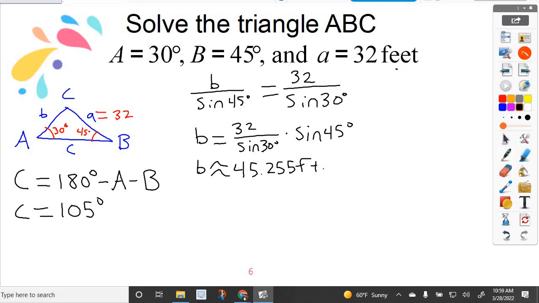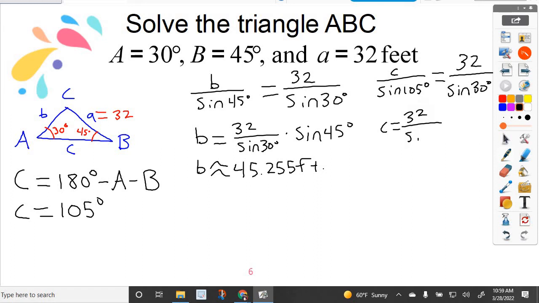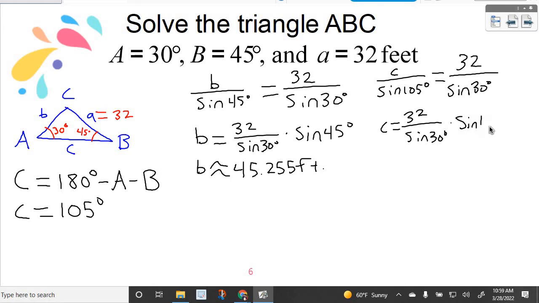So we would have little c divided by sine of 105. Again, we want to use the information that they gave us. So c equals 32 divided by sine of 30 degrees times sine of 105 degrees.